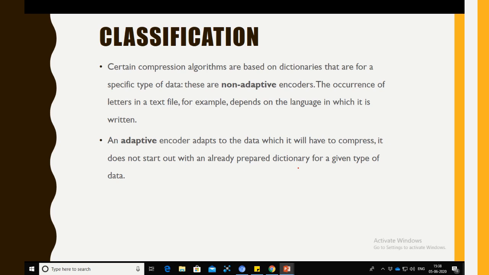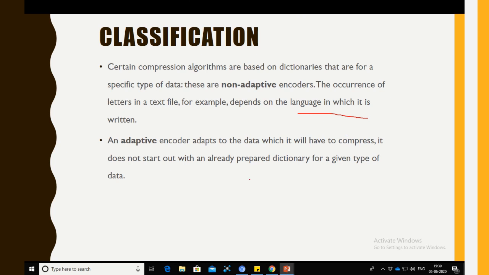So I make a dictionary. We have seen one example where we compressed words. We make a dictionary and tell it that whenever this word appears, you can substitute it with this. Definitely the occurrence will depend more upon the language in which it is written.